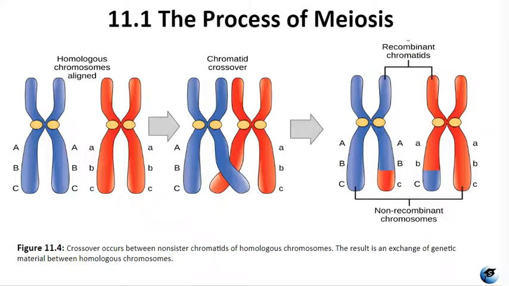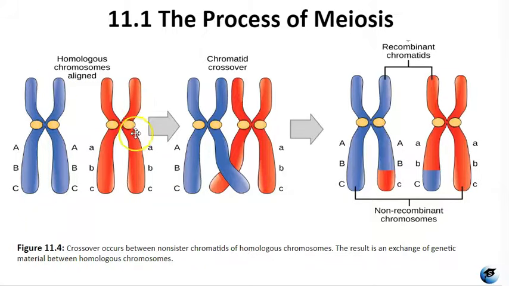Figure 11.4 shows how genetic material is exchanged during recombination, also known as crossing over, in prophase 1. So we have homologous chromosomes that are lined up, and then notice that these are not sister chromatids. All of the red, these are sisters to each other. The blue, those are sisters to each other. So these are homologous, but they're not genetically identical.